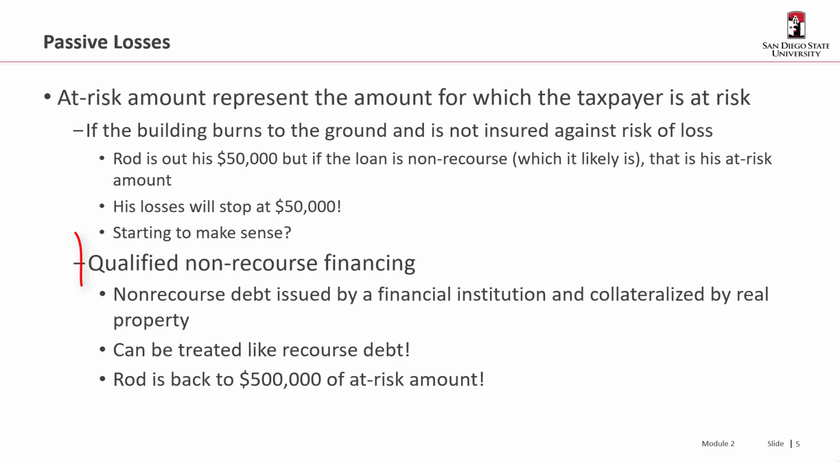So there's this thing called qualified non-recourse financing that Congress invented. And it said, well, yeah, we know it's non-recourse debt, but if it's issued by a financial institution, aka a bank, and it's collateralized by real property, then go ahead and treat it like recourse debt. So think of this. We made the rule, it was going to be effective, and then we walked it right back. So now Rod is back to $500,000 of his at-risk amount. Why? Well, his $50,000 investment and his $450,000 loan would be qualified non-recourse financing.